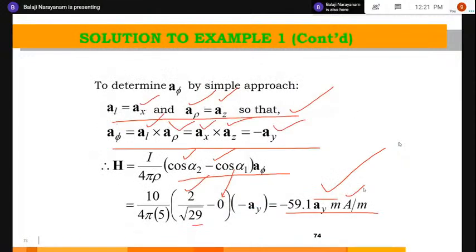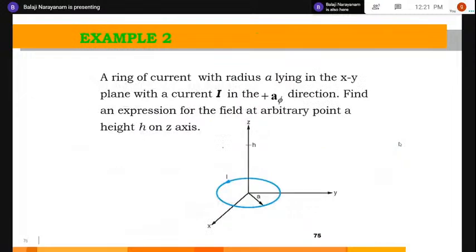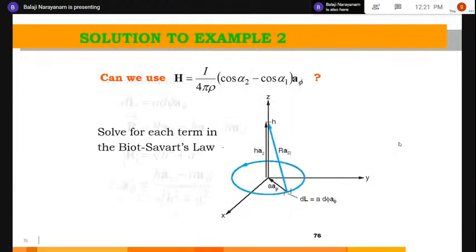So we'll continue the session on magnetostatics. In the next class we may again see a few example problems based on magnetostatics, and we will continue the topics related to magnetostatics in the next class.